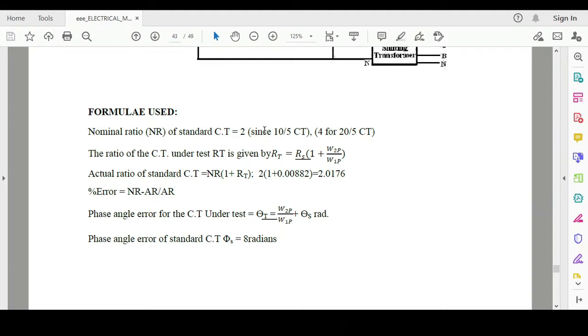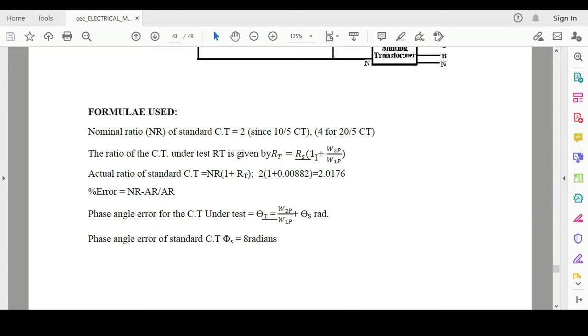And we have to calculate the actual ratio, which can be calculated by using the ratio of our test transformer. The ratio of our test transformer can be obtained from this equation, which is RT equal to RS into 1 plus W2P by W1P. These W2P and W1P are the readings of the wattmeters in our experiment at one special condition. So we are going to obtain the values of W1P and W2P, and substitute those values, and RS can be given by the manufacturer itself, which is 0.5% here.